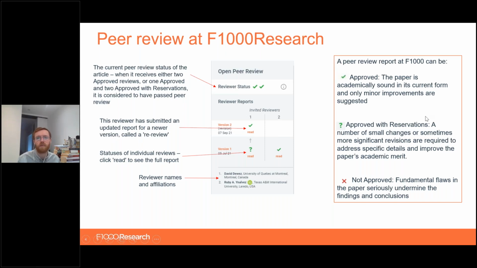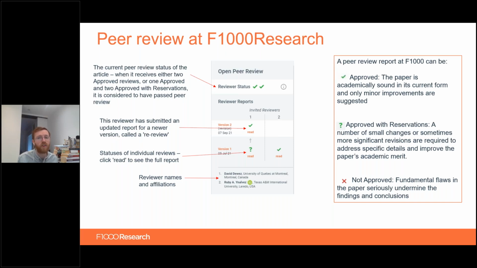Approved basically means that a paper is good to go. It's of academically sound quality. There might be minor improvements to be made, but it is ready to pass peer review. Approved with reservations suggests that there might be a small number of changes that should be made. Maybe the underlying research is sound, but it could be made clearer, or there are some questions that remain around the method, things along those lines. And not approved suggests more fundamental flaws in the paper that seriously undermine the findings and conclusions, and that something serious has to be done about this particular article.